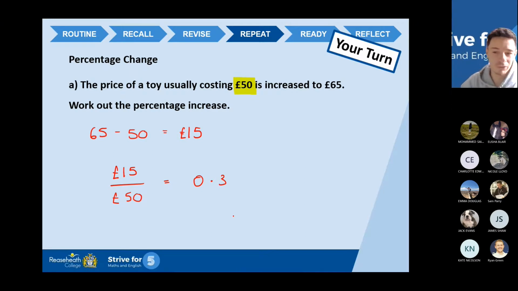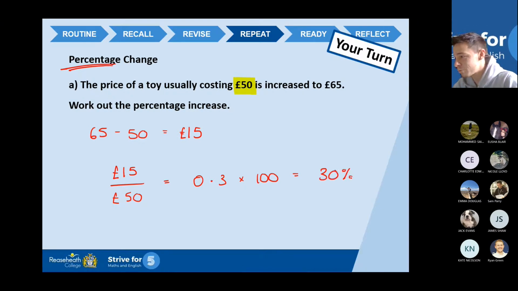But we have to do one last thing. What's the last thing we need to do in order to calculate it and give my answer as a percentage? What's the last thing I need to do? Times it by 100. Excellent, because if we ever want to turn a decimal into a percentage, we multiply that number by 100. Okay, so 0.3 times by 100 gives me 30%.